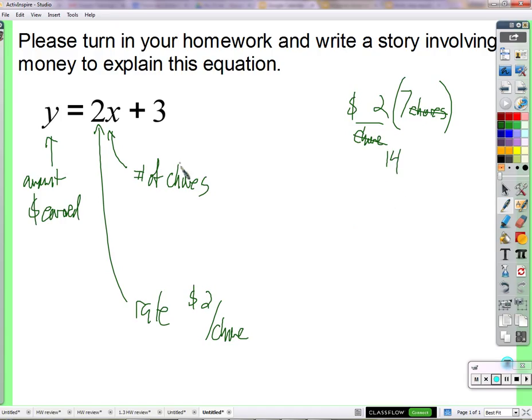Okay, so here's the story. Dan wants to earn some money. His parents will pay him $2 per chore for X number of chores. And what's this about? Just $3 extra, right? Just a one-time thing. Parents give them $3 just for nothing. The big thing here that I want you to see is this guy right here. Oftentimes, when we're talking about linear equations, since these two variables can change, this is a rate.